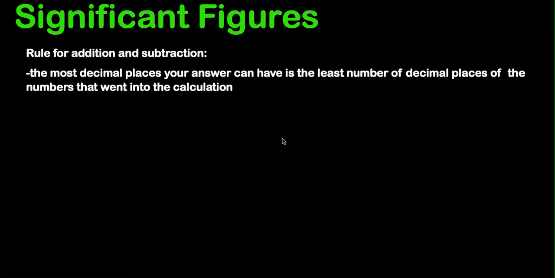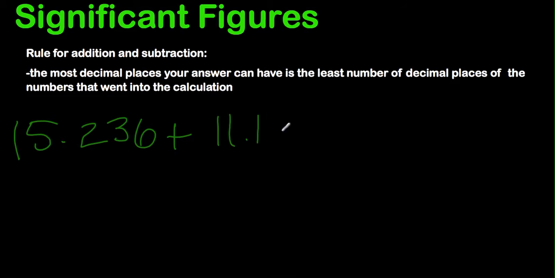To show you that, we're just going to give you a very simple example of, let's see, 15.236 plus 11.1. That's going to equal 26.336. Now that's a relatively simple calculation.